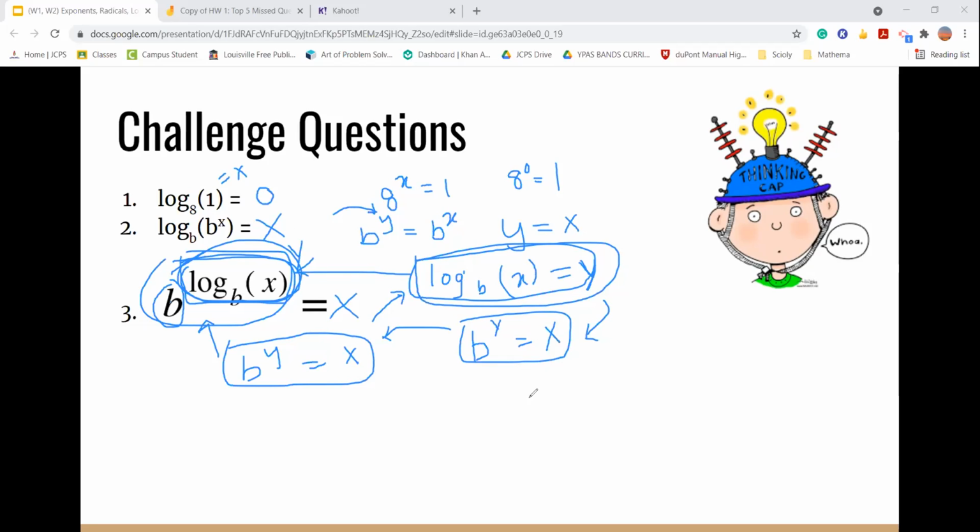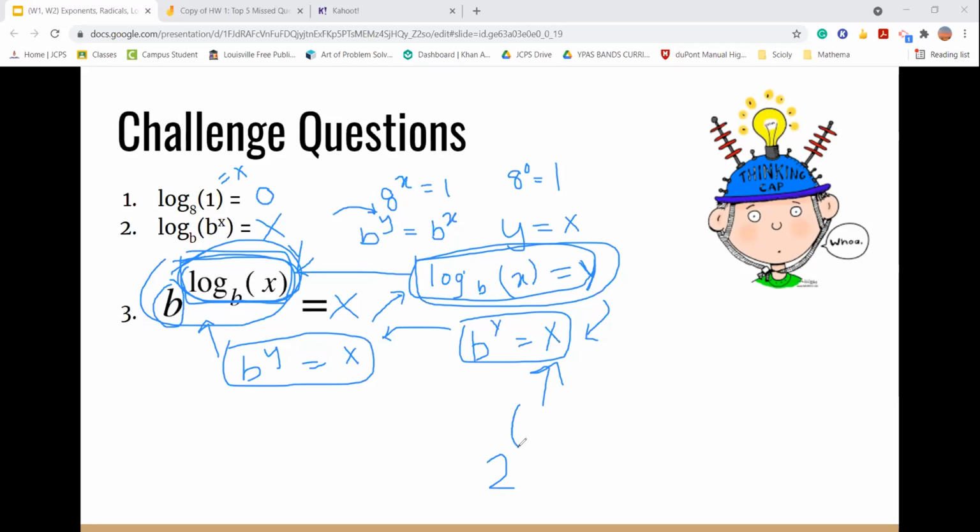The b to the power of log base b of x equals x. Maybe we could illustrate it using an example. So we could just say b equals 2 and x equals 8 and see how that works out. Let's do those.